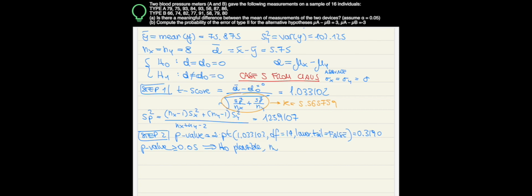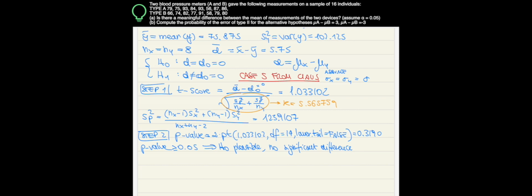So there is no significant difference between the sample mean of x and the sample mean of y. So we can't reject the null hypothesis that in fact these two population means are the same. So this is the easy part, the less challenging part of the exercise. What's a bit trickier is the second part. Compute the probability of the error of type 2 for the alternative hypothesis, and so on.